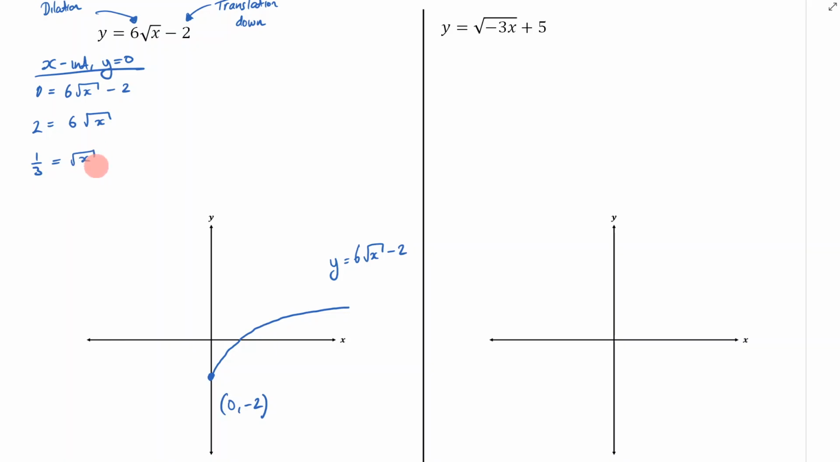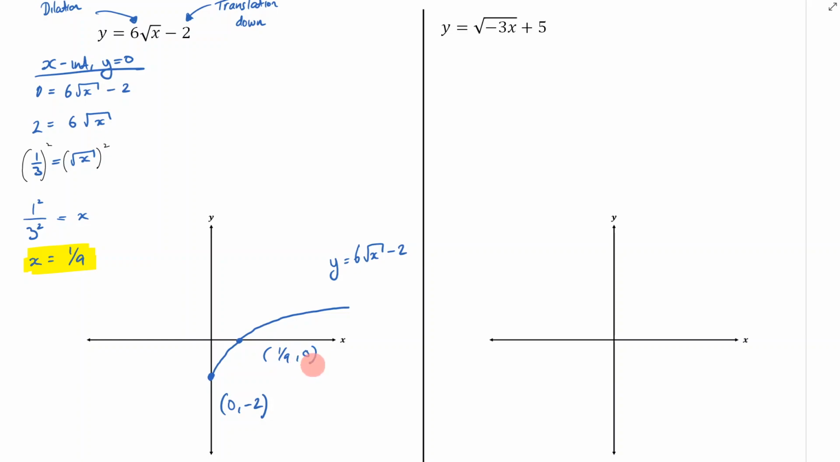The next thing that I need to do is get rid of the square root, because remember, I want to get the x by itself. To get rid of the square root, you're going to square both sides. When you're squaring both sides, you're squaring the numerator and the denominator of this fraction here, and this now just becomes x. So that means x is going to be 1/9. And that, everyone, is my x-intercept. So now I can come to my graph, and I come to this point right here. This is going to be (1/9, 0).